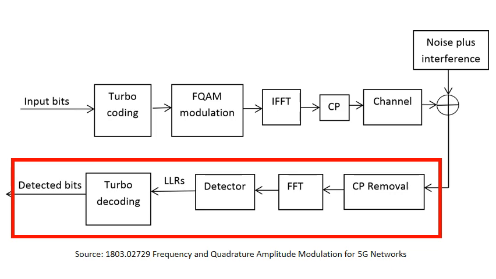And now, for the receiver side, when the signal arrives to the user, a reverse procedure is done. The cyclic prefixes are removed and a fast Fourier transform is applied to reverse the effect of IFFT. Now the signal is ready to be decoded.